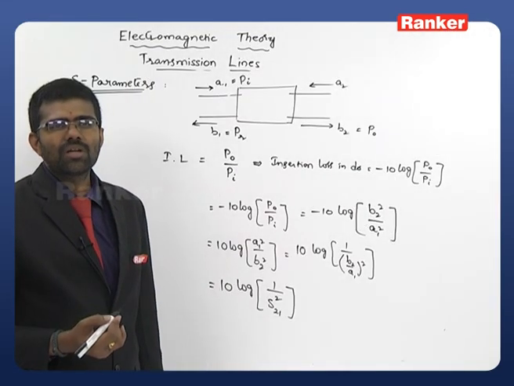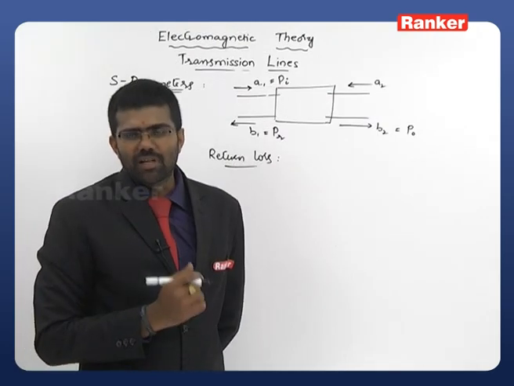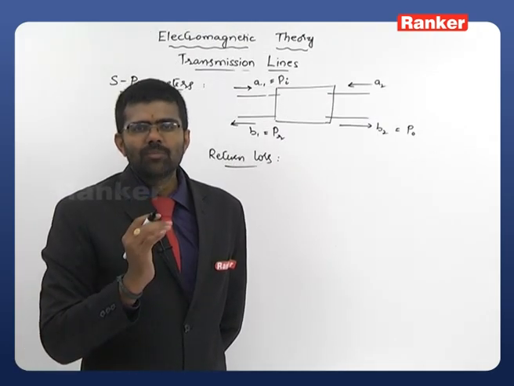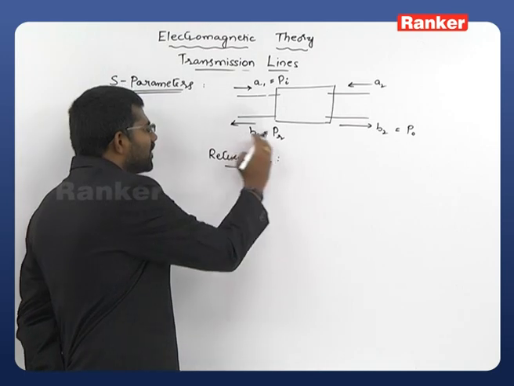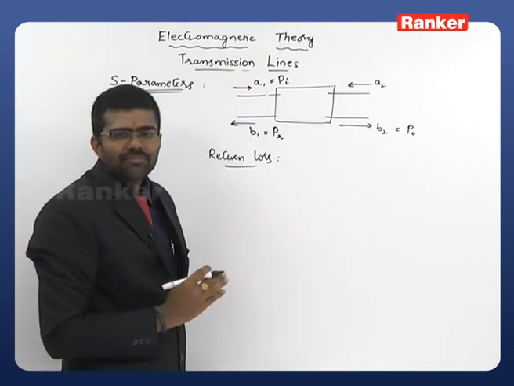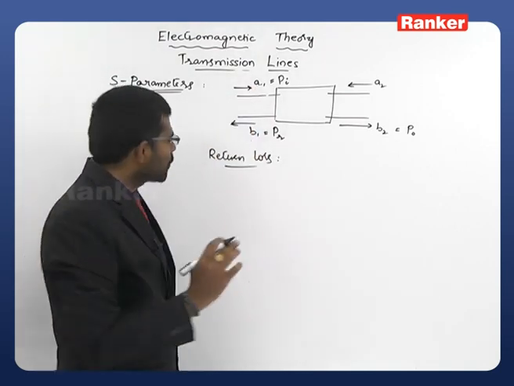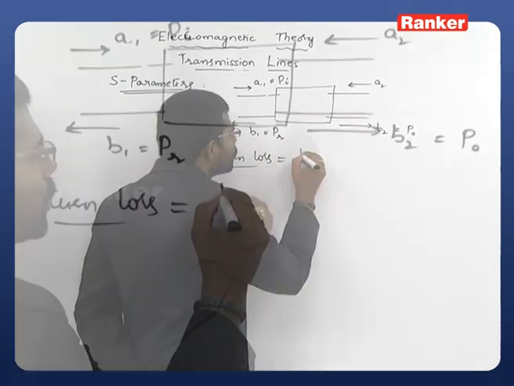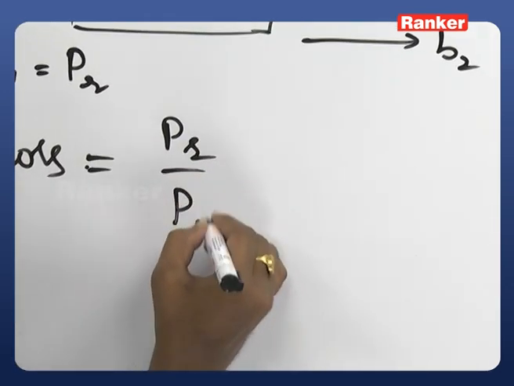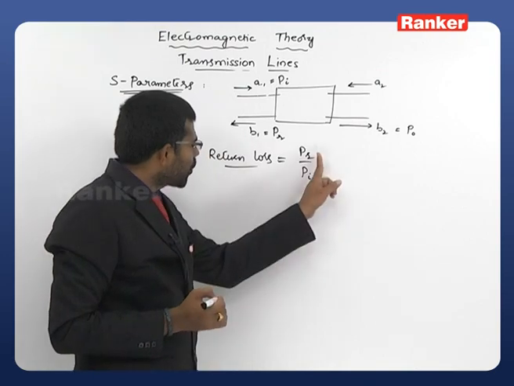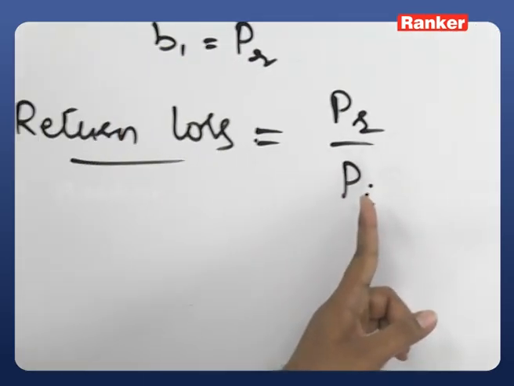Next we will discuss about return loss. So what is return loss? Simply how much amount of power was returned when some power is applied. So this is a very simple formula for that one. So return loss is taken as PR by P incident. How much amount of power was returned when some incident power is there.